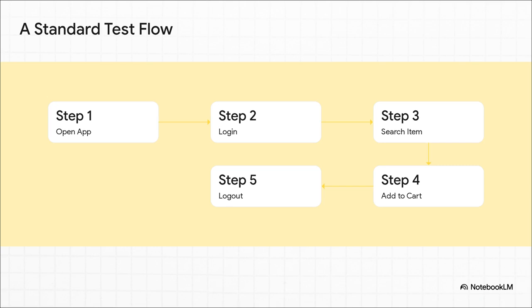Now, each of these could be its own test method. But here's the thing. They have to run in this specific order to make any sense. I mean, you can't log in if the app never opened, and you definitely can't add an item to the cart if you haven't even searched for it yet. They're all linked. They depend on each other.